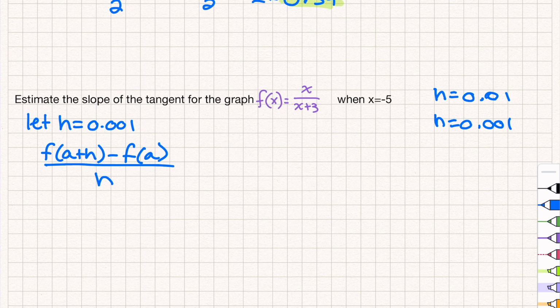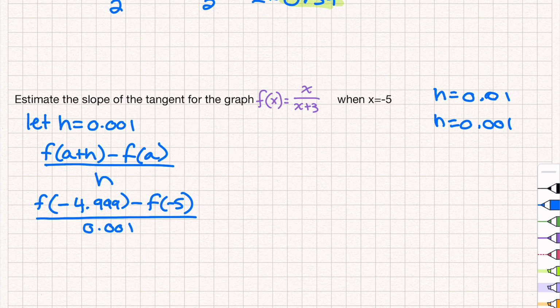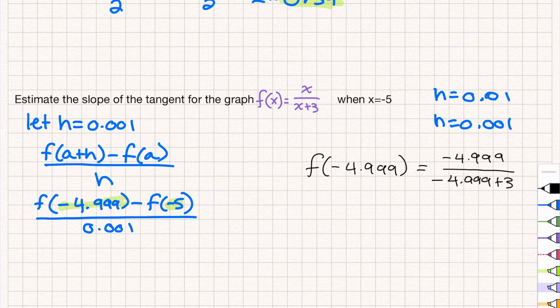So we're going to find f(-4.999) minus f(-5) all over h, which is 0.001. We're going to be subbing these values into our equation. So f(-4.999) is going to equal -4.999 over -4.999 plus 3.